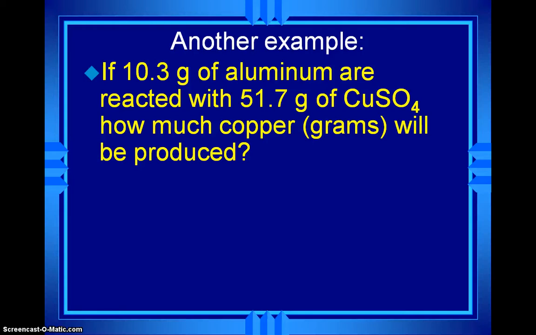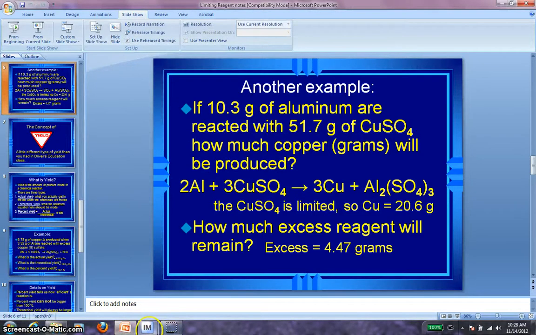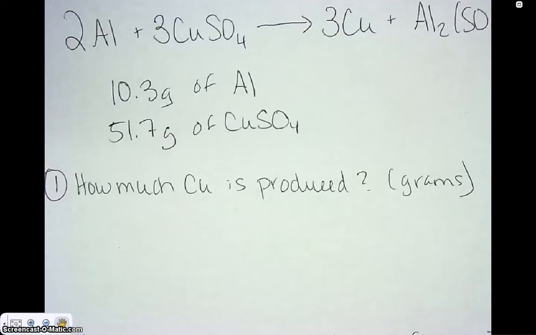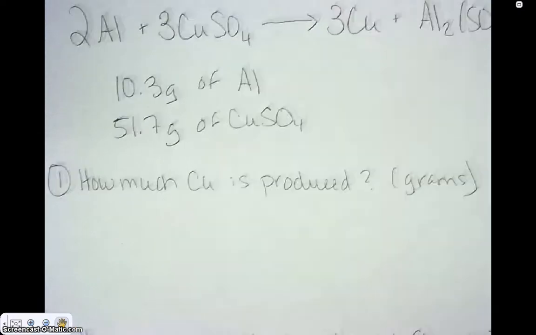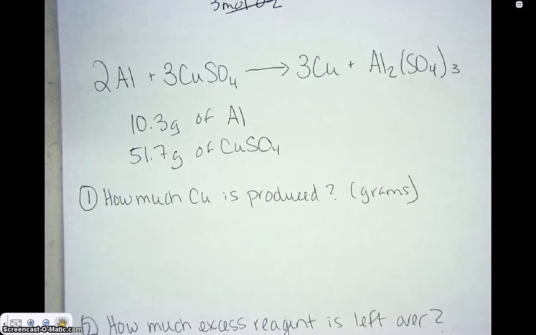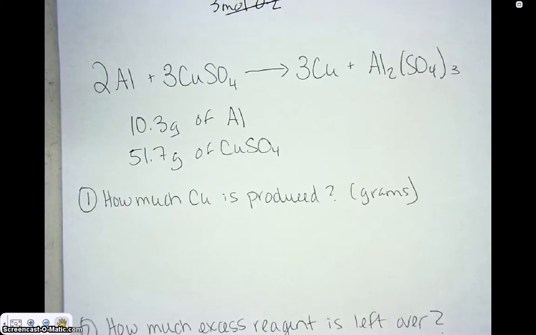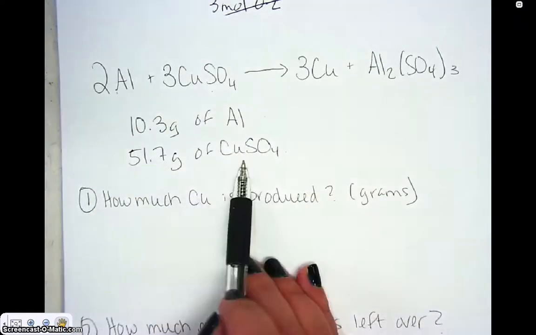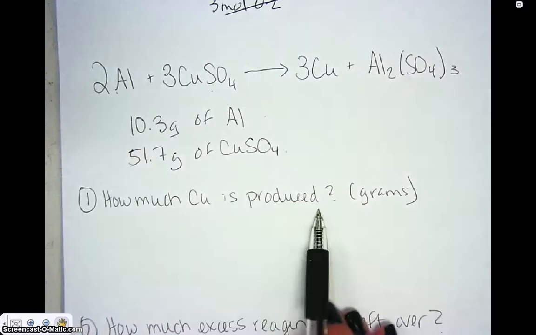Now I'm going to do this example, okay? And this example has another type of question in it. I'm actually going to do this on the Elmo for you, okay? So in this problem, we're told if you react 10.3 grams of aluminum and 51.7 grams of copper sulfate, the first question is how much copper is produced. So this is just like the problem that we just did, right? We're given the amounts of two reactants, and we need to figure out which one makes the least amount, and that would be the answer to our question.